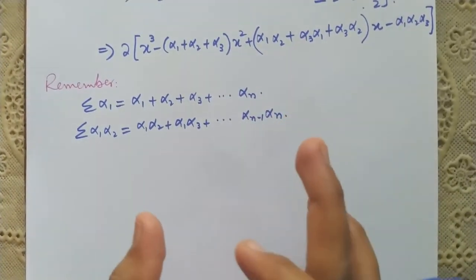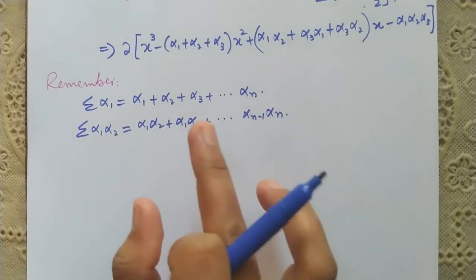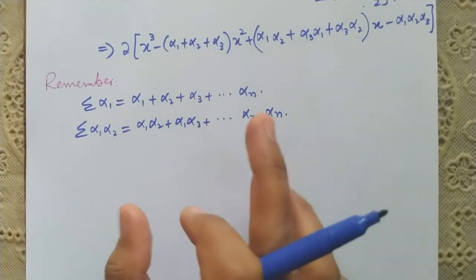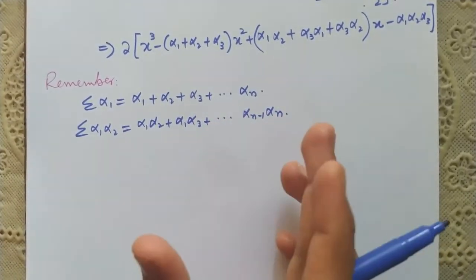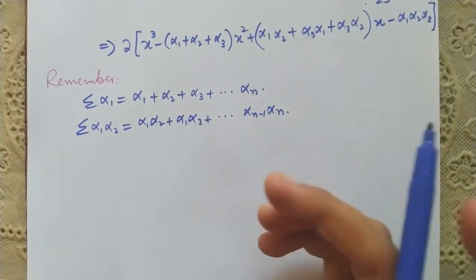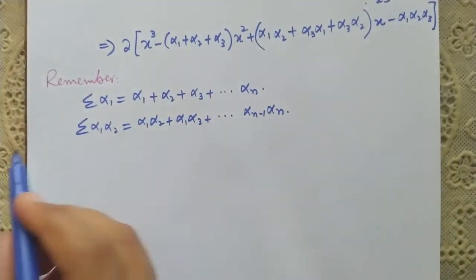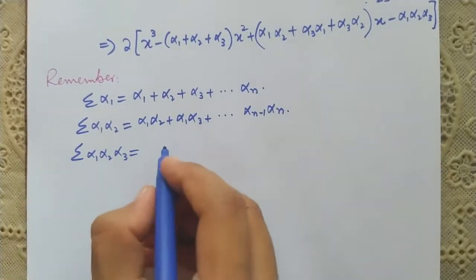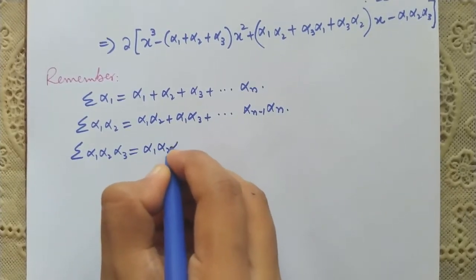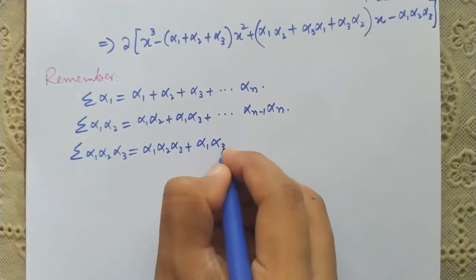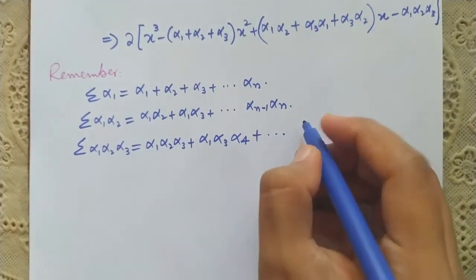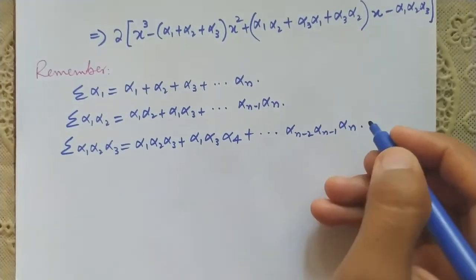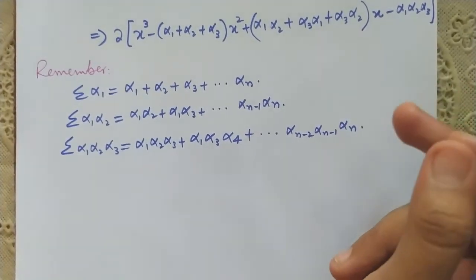Now remember that we are talking about the nth degree polynomial equation, but we have seen the example of a cubic polynomial equation. So when you have the nth degree polynomial equation, you will get the sum of the product of each possible combination of three roots and then four roots and so on. So the sum of the product of three roots is represented as summation alpha 1 alpha 2 alpha 3, and it will be equal to alpha 1 alpha 2 alpha 3 plus alpha 1 alpha 3 alpha 4 plus up to alpha n minus 2 alpha n minus 1 alpha n. To convince yourself, you can take the fourth or fifth degree polynomial as an example.